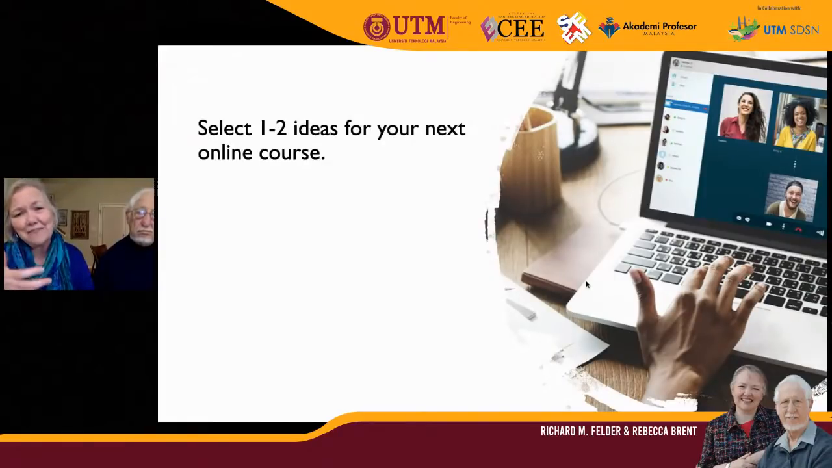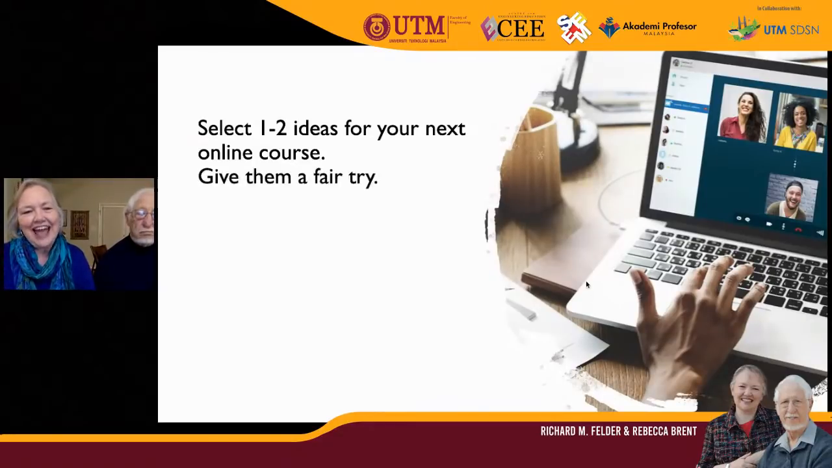And if they work, keep them. And keep looking around and listening to your colleagues and reading things, and you'll find another idea. Maybe the next semester you add a couple of additional ideas and you continue to improve what you're doing. And just give those ideas a fair try. Don't try them just once.